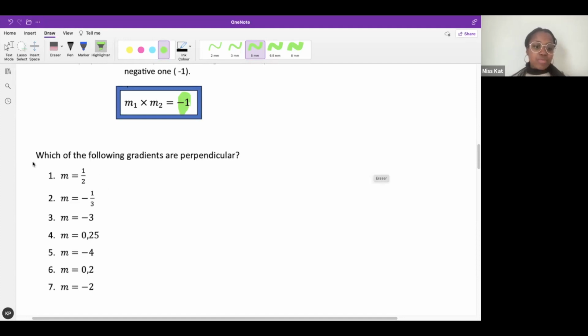Let us check which of the two gradients are perpendicular. You guys have to actually trial and error. Okay. Does anyone have any pair? Has anyone figured out a pair of gradients between the 7 that are perpendicular?